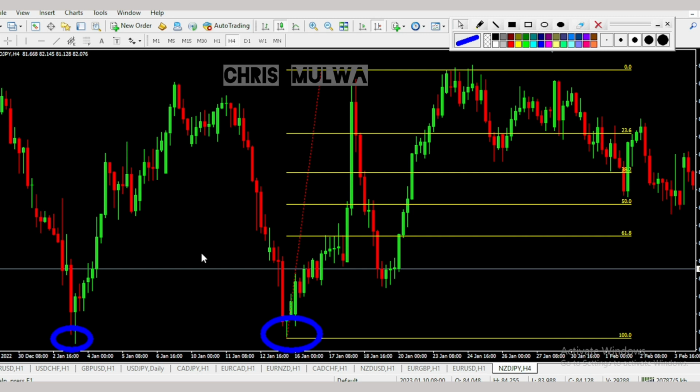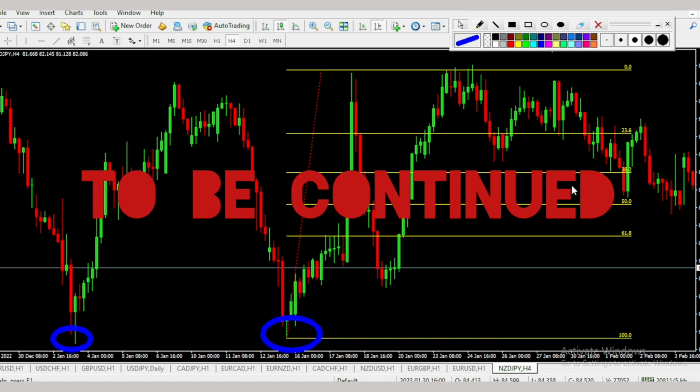Because we are trading downwards and this is the reversal, we place our trade here at this point. We take the profit here. So I take the profit here.